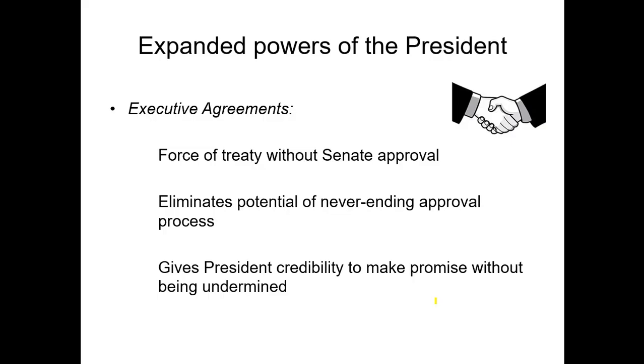Another expanded power of the president is what we call executive agreements. And these have virtually taken the place of Senate-approved international treaties. Those are very, very difficult to get in today's climate. It's hard to find 2/3 of the Senate that would agree on anything. So most treaties today are fairly routine, minor stuff, such as extradition treaties, which the Senate would not have any reason not to approve.